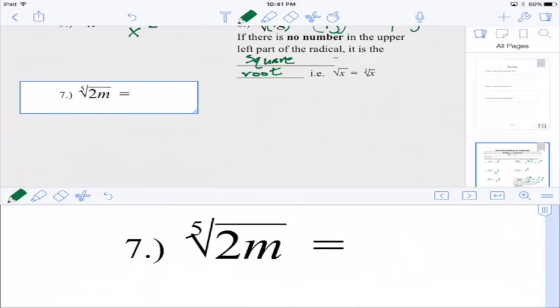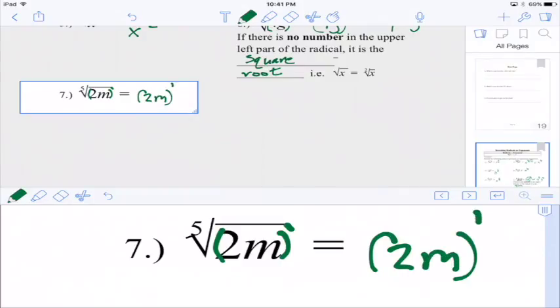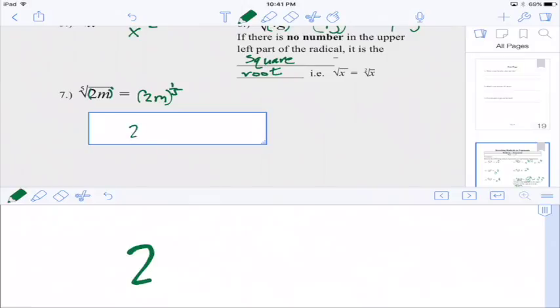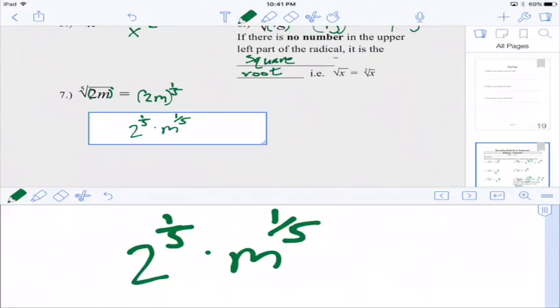And then lastly, this last one, 2m, this is going to be 2m to the 1/5. Or if you saw it the other way, we could say 2 to the 1/5 times m to the 1/5. Both the same thing. Alright, that day was pretty easy. Get that part of the assignment done real quick. Shouldn't take you very long at all.